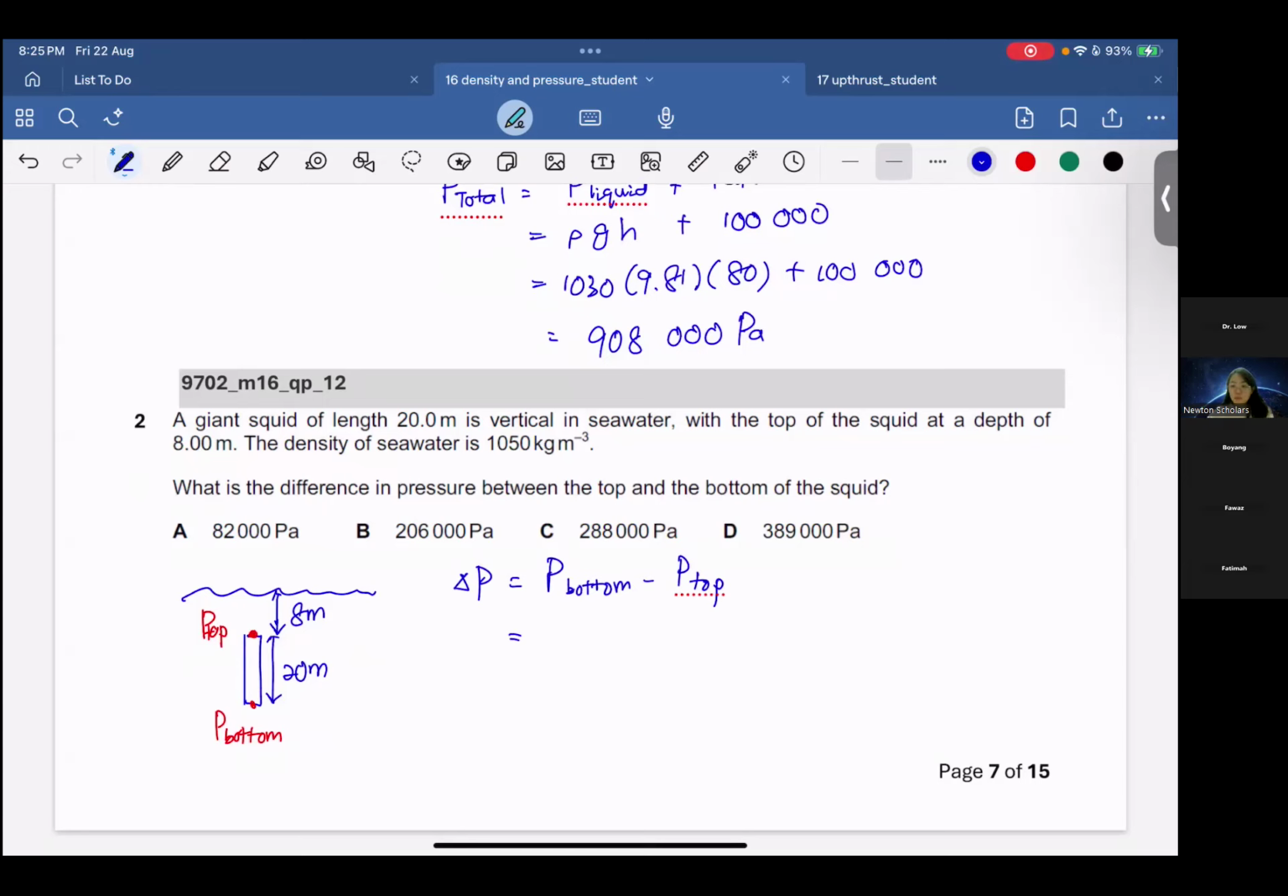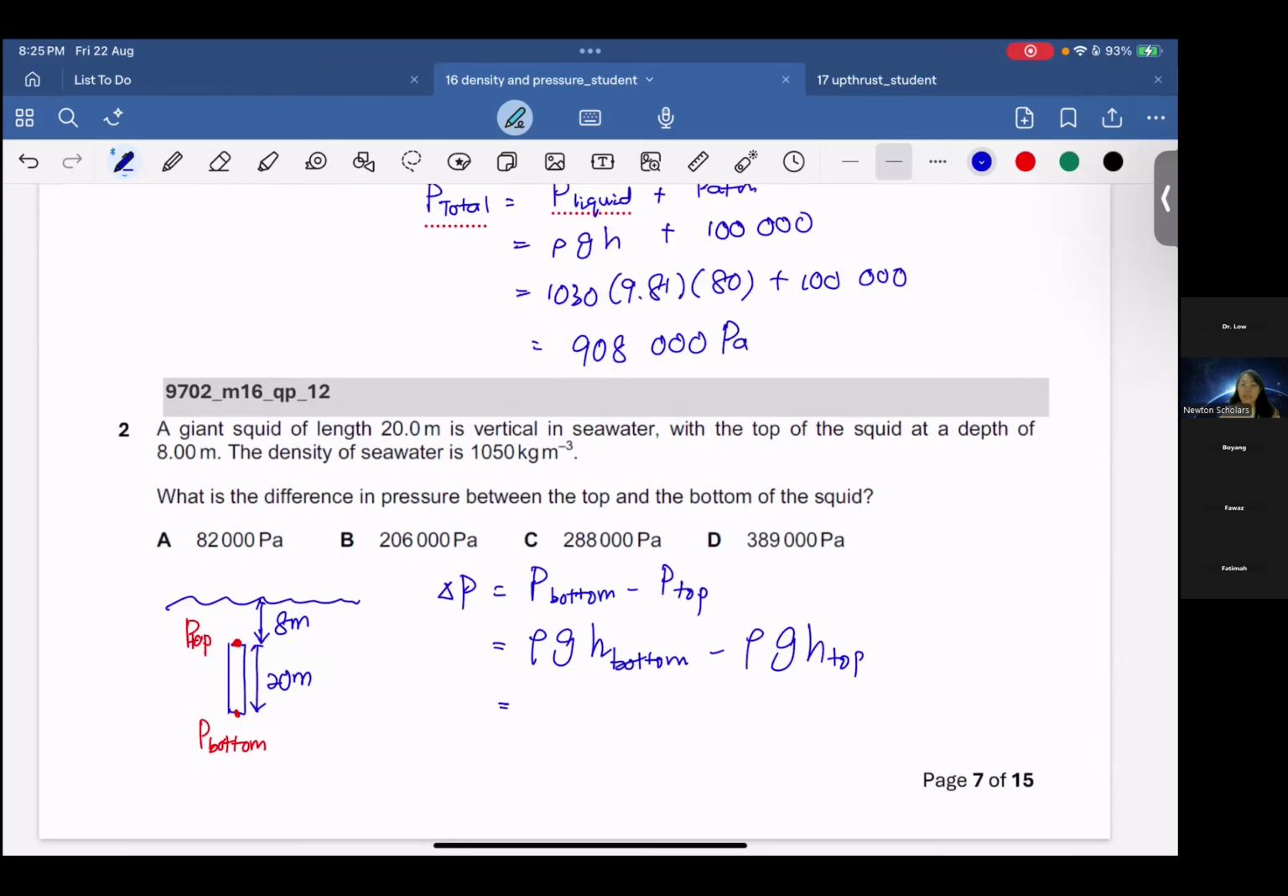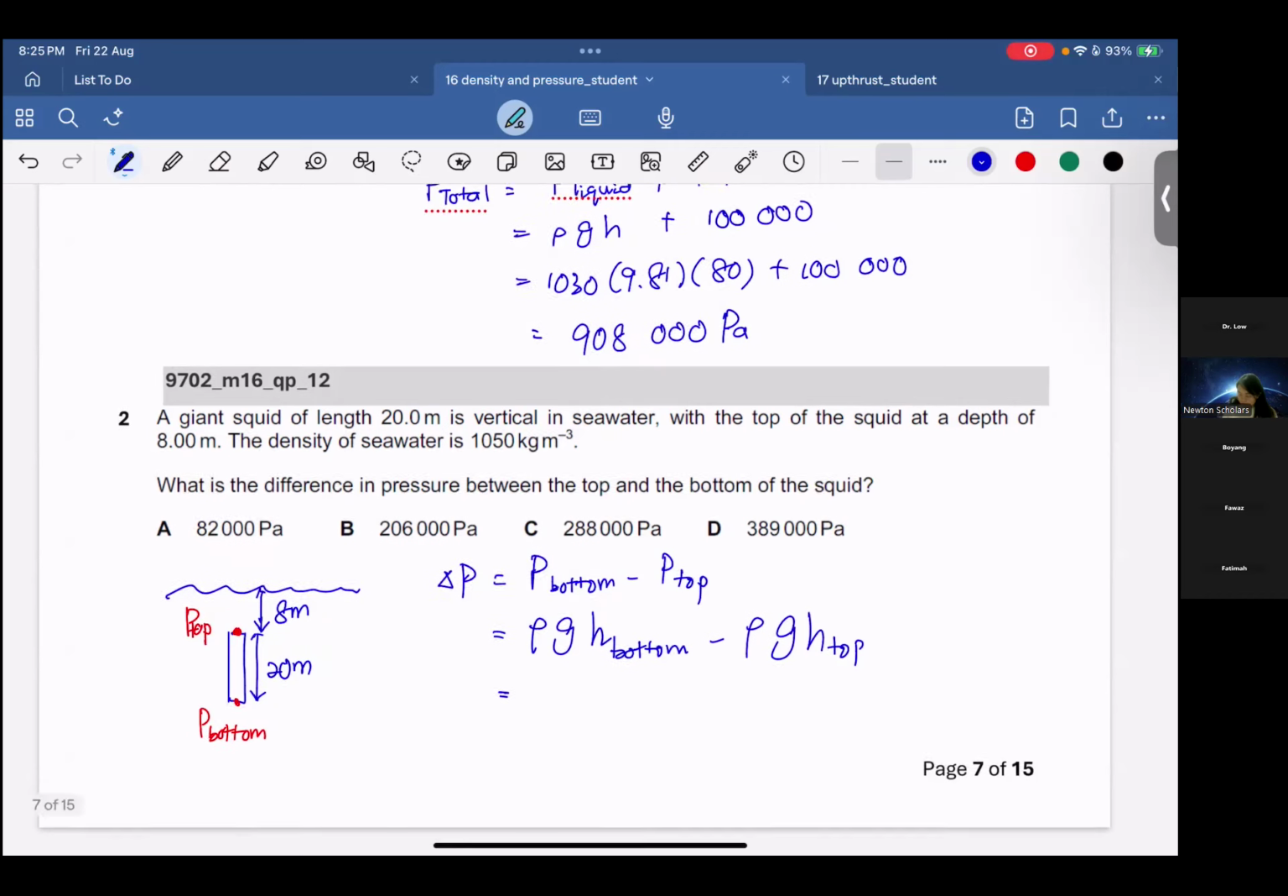Vashini correct. Fawal correct. Good job. How about others? Pressure at the top. Okay, the bottom has a higher pressure. That's why we use bottom minus the top. Jore correct. Manjo correct. Okay.